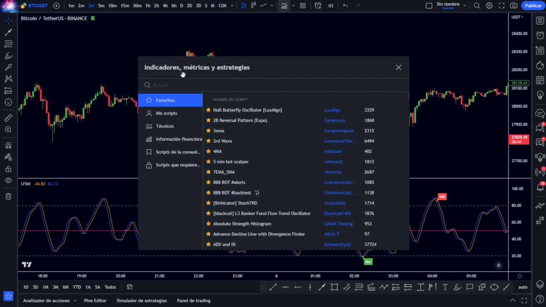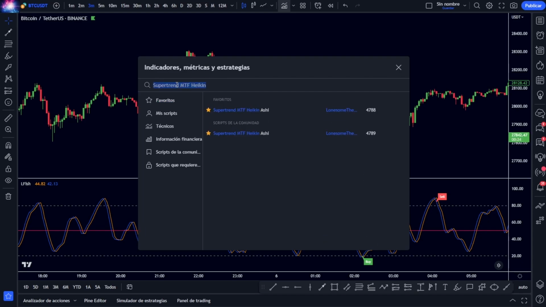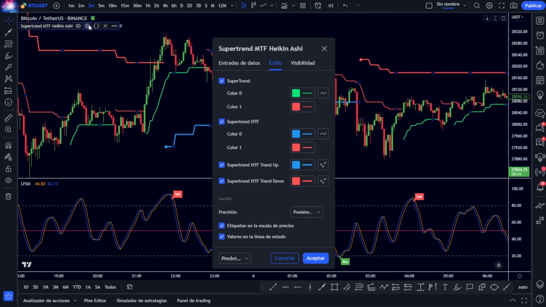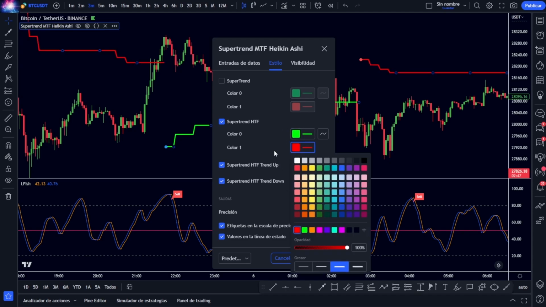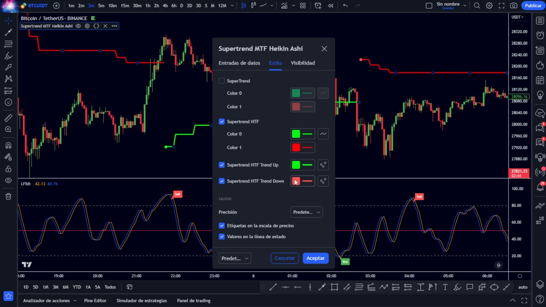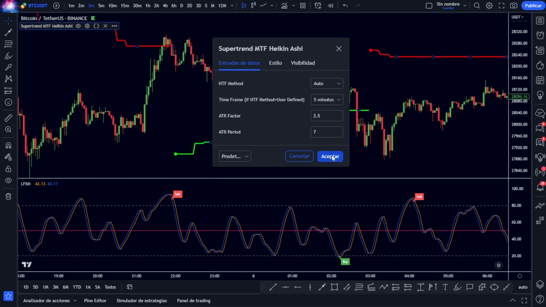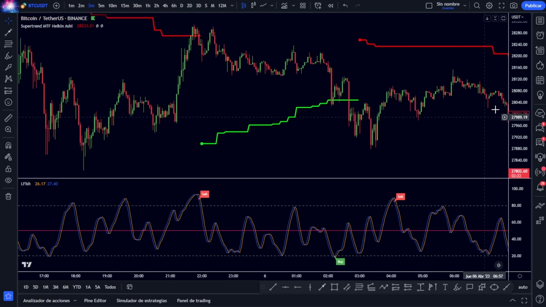The second thing we have to do is to go back to indicators and add the supertrend MTF Heikin Ashi. Click on it, and we will get something like this. We go directly to configuration, delete the supertrend, and then the style of colors that you want to give it, to your taste. I, for example, am going to put it all in green and red colors, so that my brain already detects these trends in a simpler way. And the following would be to raise to 2.5 the ATR factor in data entries. We give to accept, and we would have something like this.